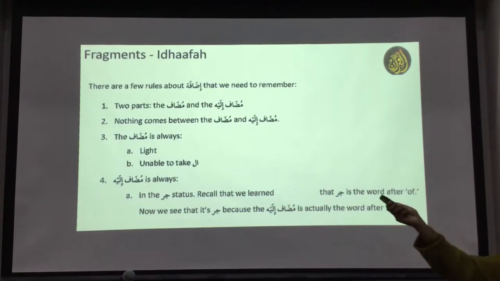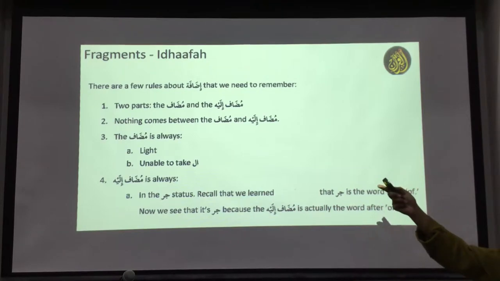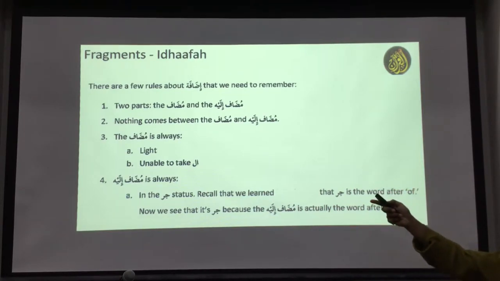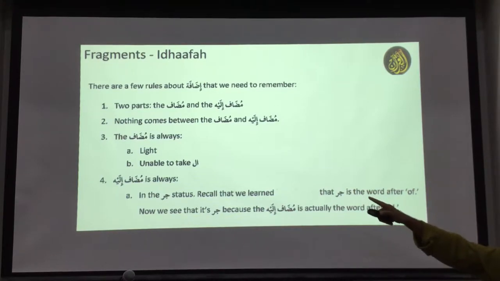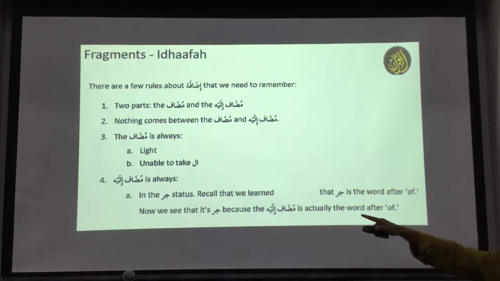These are the rules I was talking about. There are two parts, mudaf and mudaf ilay. Nothing comes between mudaf and mudaf ilay. That's why the mudaf must be light and unable to take alif lam. And the mudaf ilay is in the jar status; recall that the jar word comes after the "of." That's why if you see a mudaf, mudaf ilay, you can easily translate it now.